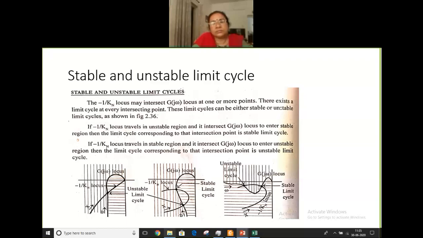Hmm? You want me to explain again, Dubesh? Hmm? Stable and unstable limit cycle. So when the limit cycle occurs: if two loci intersect, then the limit cycle occurs.